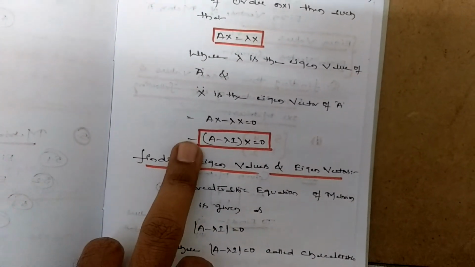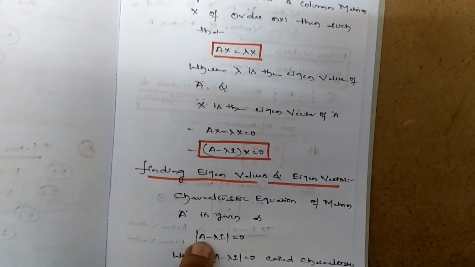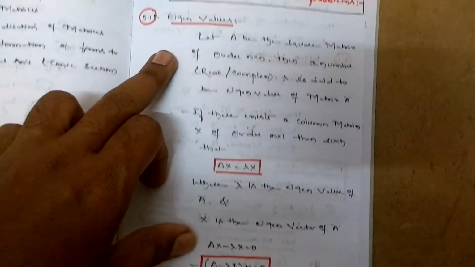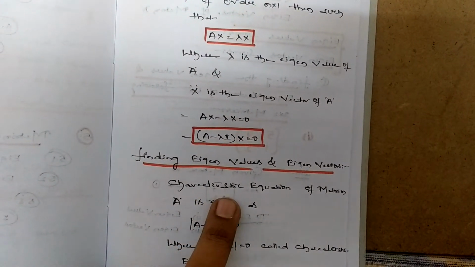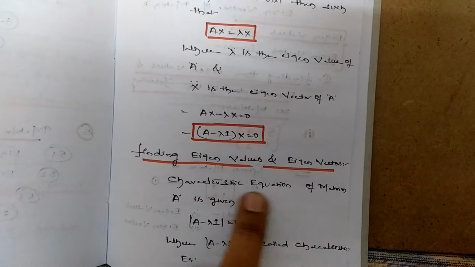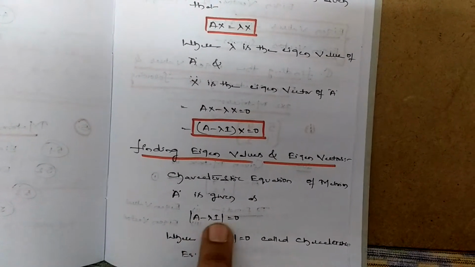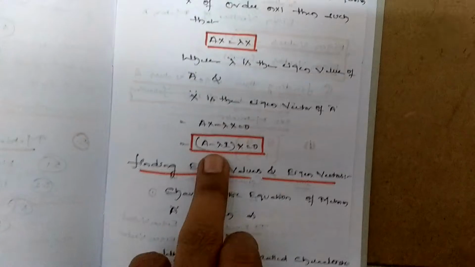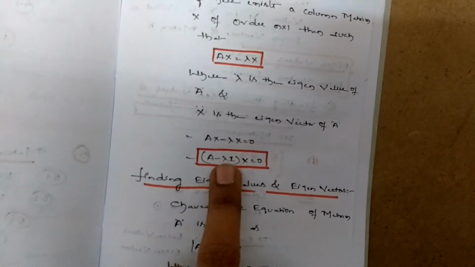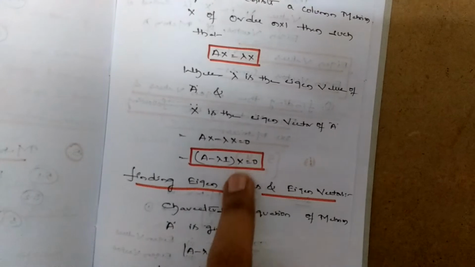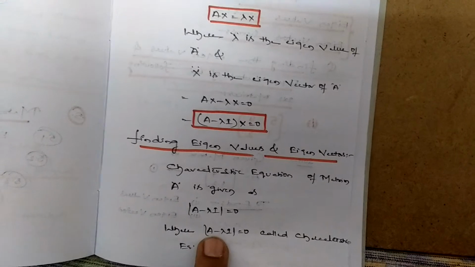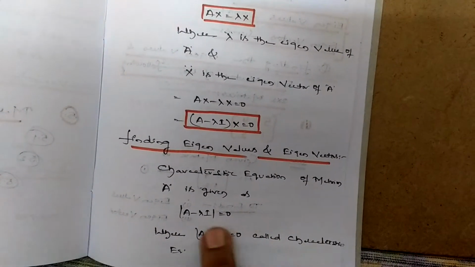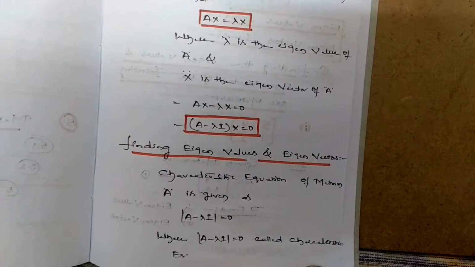After taking the eigenvalues as a representation, for solving eigenvalues we have to take the characteristic equation of the matrix. The characteristic equation of a matrix is taken as the determinant of A minus lambda I. Whatever we got for the eigenvalue, for that we have to take the determinant, and that becomes the characteristic equation. The modulus of A minus lambda I equal to 0 is called the characteristic equation.